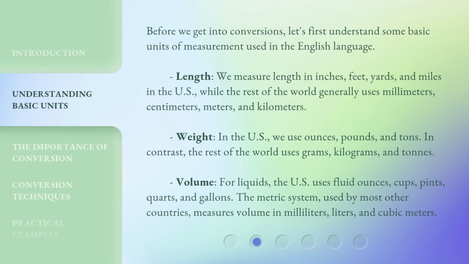Before we get into conversions, let's first understand some basic units of measurement used in the English language. Length. We measure length in inches, feet, yards, and miles in the US, while the rest of the world generally uses millimeters, centimeters, meters, and kilometers. Weight. In the US, we use ounces, pounds, and tons. In contrast, the rest of the world uses grams, kilograms, and tons.